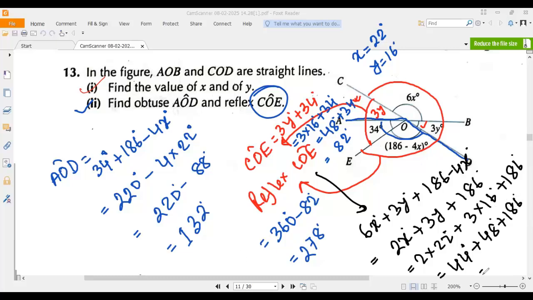Now add them. If we add, then we will get 8 plus 4, 12, 12 plus 6, 18. We have 1. 9 plus 8, that will be 17. We have 1. 278. Look, in both ways we get the same result. So this one will be the reflex COE. So you can choose any method to solve this one.